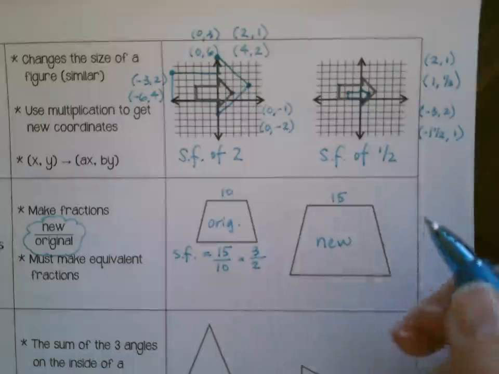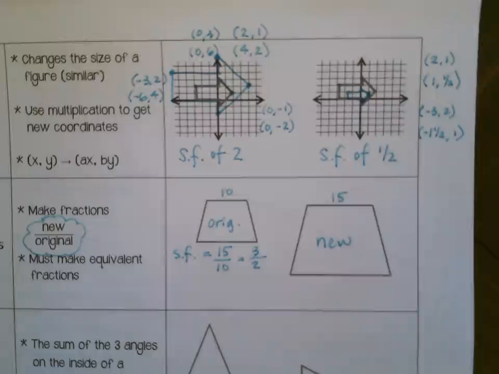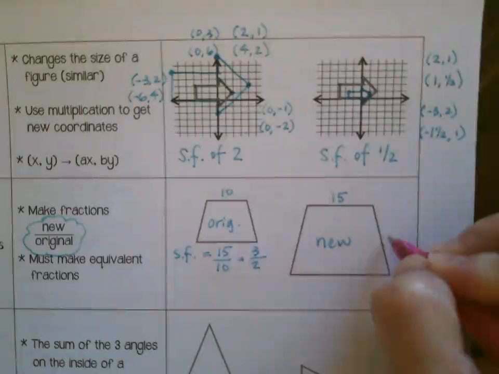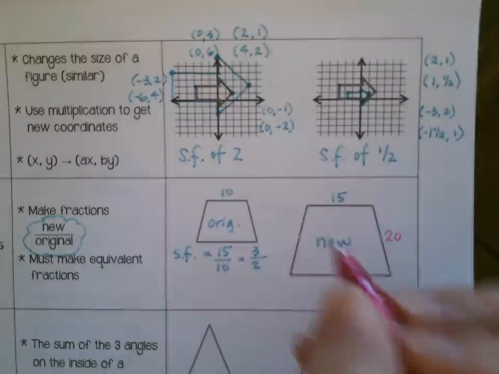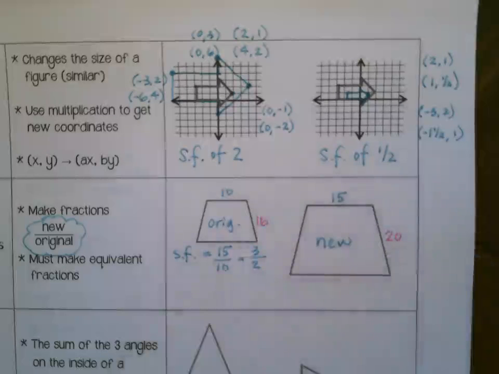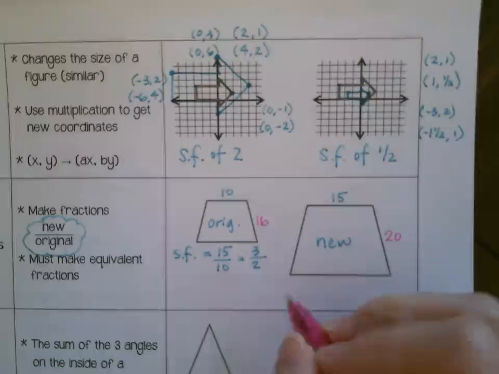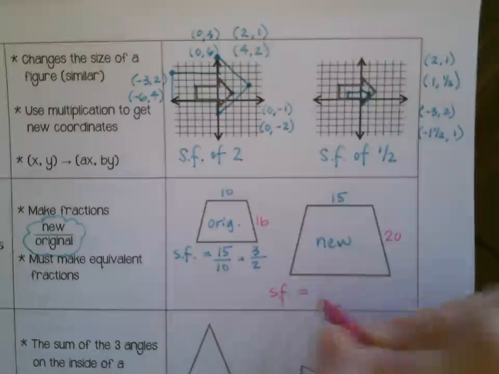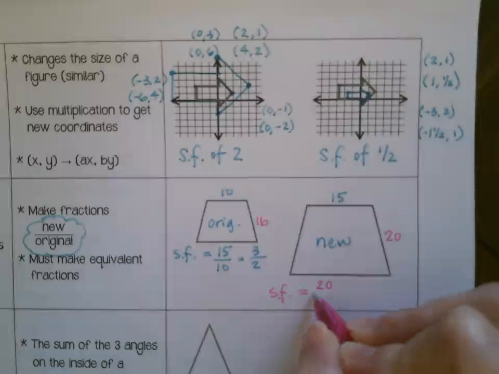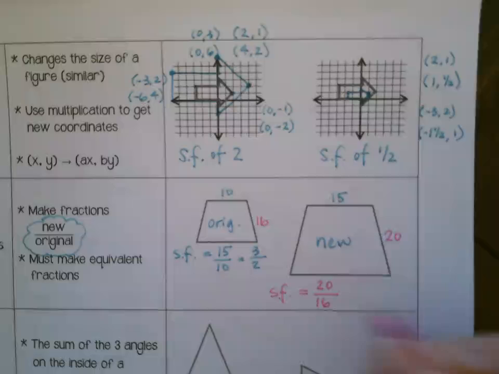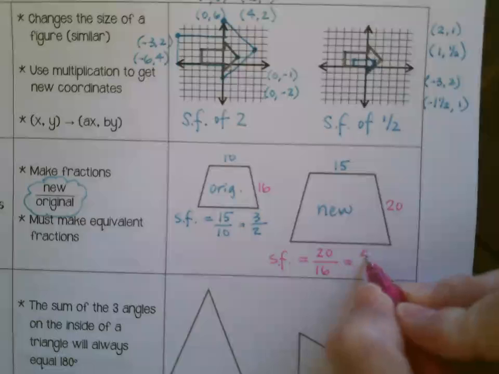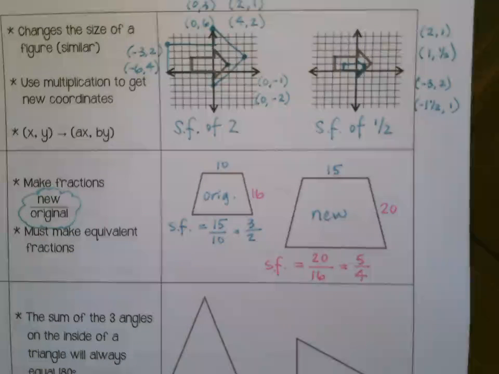All right. So let's say, just for another example, so let me change colors just so you can see another problem. Let's say this one is 20 and this one is 16. All right, so new over original. So the scale factor is going to be the new shape over the original shape. And I can reduce both of those by 4. So that tells me that the scale factor would be 5/4.